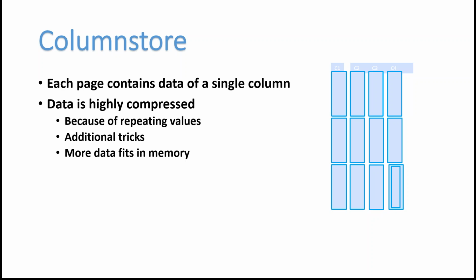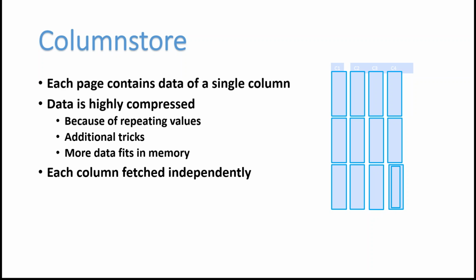Because we compress the data, more data can fit in memory. Let's say we have 128 gigabytes of memory. Instead of storing, let's say, 20 million rows in memory, we can store 100 million rows or 200 million rows or a billion rows, because the data is stored in a much more efficient way.